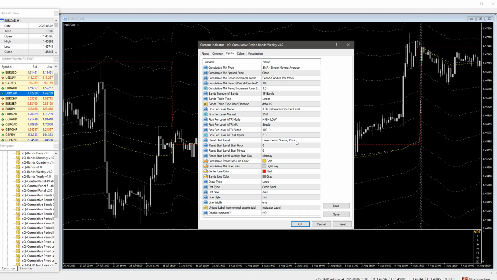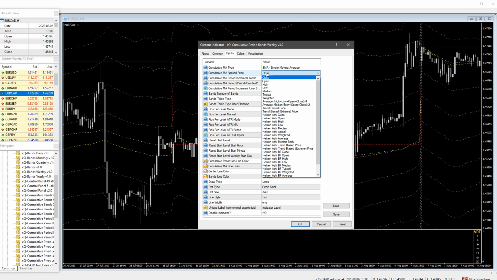And then you have the reset start level. Right now it's using the starting price, so that on the first candle of the week, it's set to use the close of that candle. Again, you can change that to the open or whatever by changing it here.